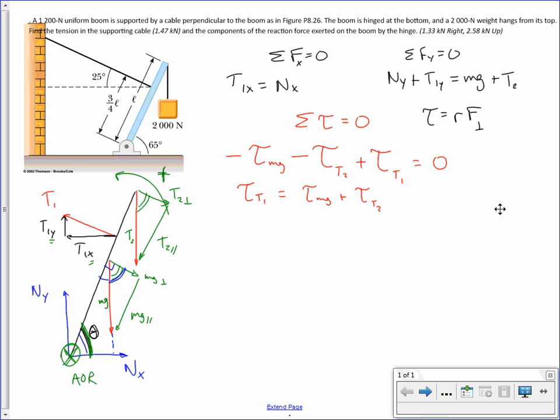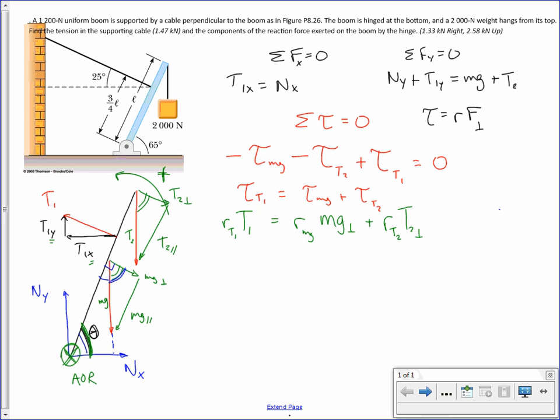So let's see, the torque from T1 is r to T1 times T1 perpendicular. Well, that's just the whole T1. This is r to mg times mg perpendicular. This is r to T2 times T2 perpendicular. Yeah?